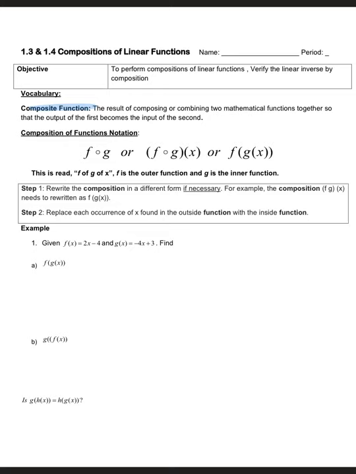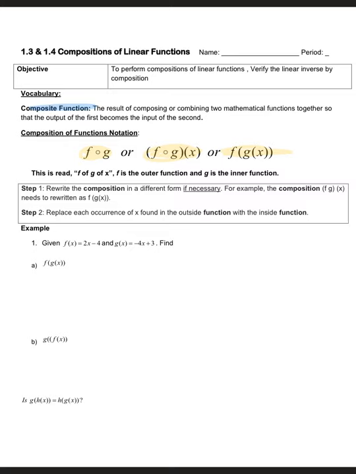So I want you to note that you're going to see this notation here, and it's not very common. You're going to see this notation. It's the same as this notation, and we read it as f of g of x, f of g of x. And so now let's see how we can apply that to do some examples.